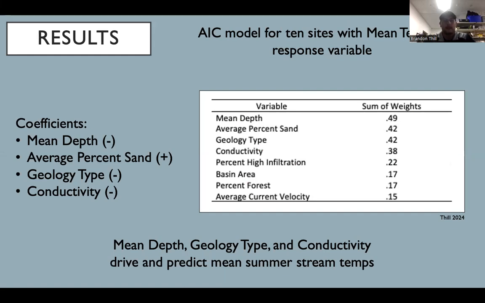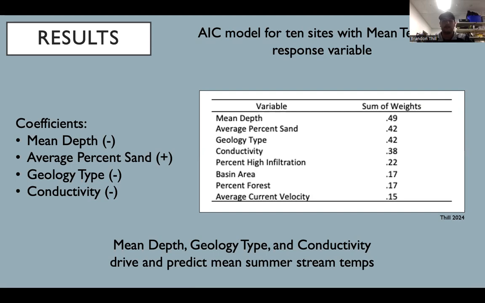I've also run some AIC models, and this one here is with a response variable of mean stream temperature. Now, what this model is doing for us is telling us the weights or the influence of variables that play a role in the mean temperature of the stream. So with mean temperature as the response variable, there were three main other variables that stuck out here. And that was mean depth, geology type, and conductivity.